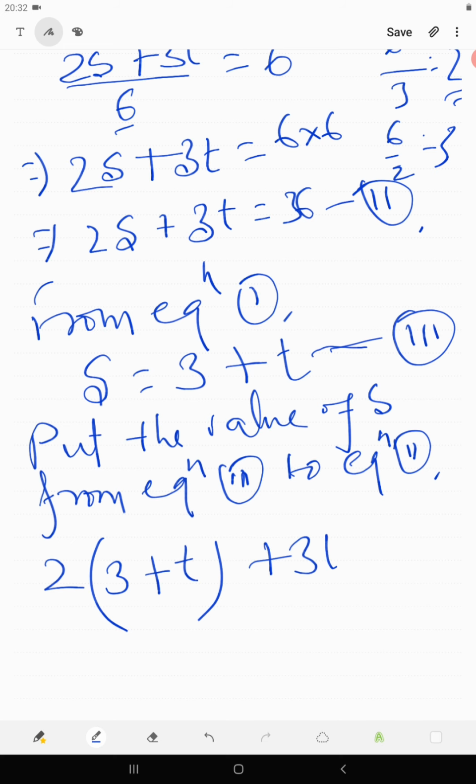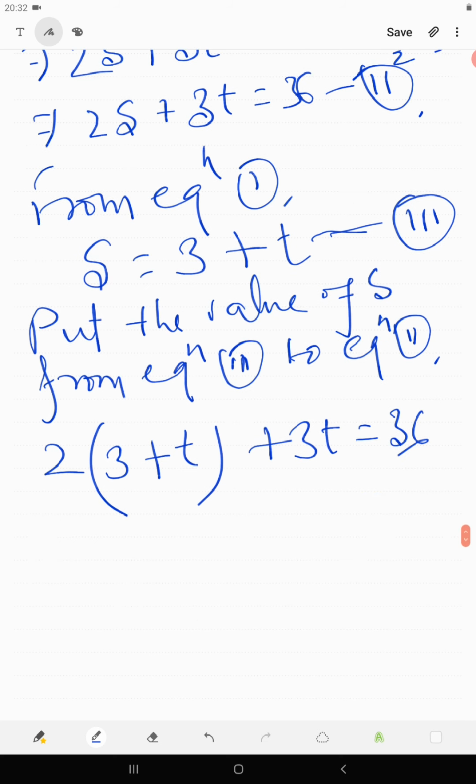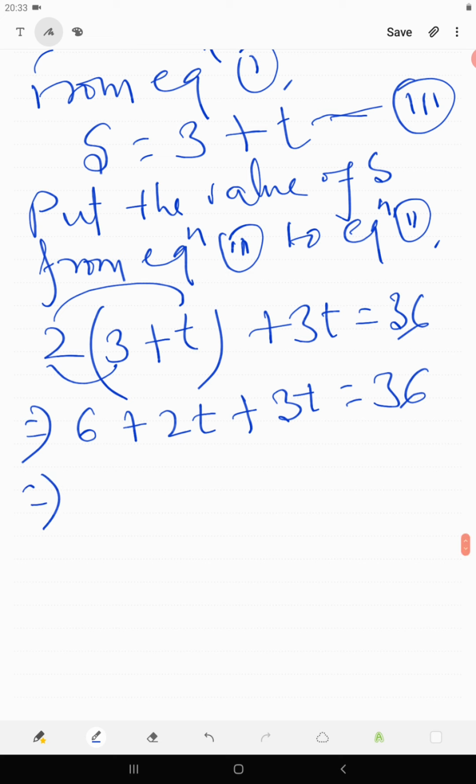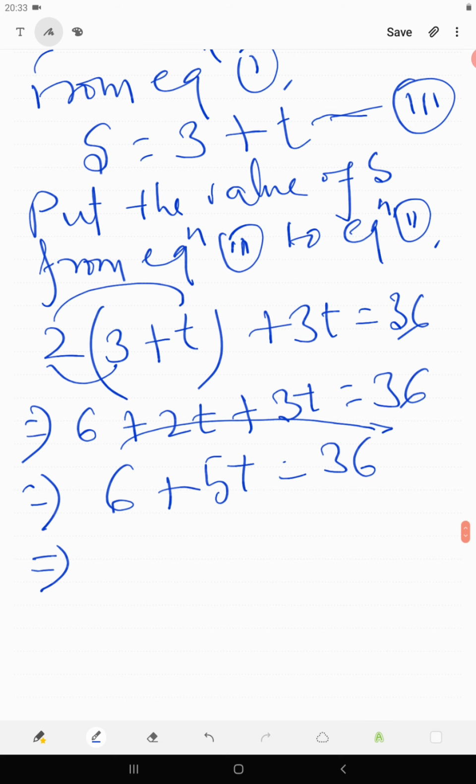Then plus 3t equals 36. Now simplify. 2 into 3 is 6. First this should be multiplied with this, then this should be multiplied with this. So 2 into 3 is 6, the plus sign stays as it is, 2 into t is 2t, and then plus 3t equals 36. Then 6 plus 5t equals 36. Now the constant, I need to take it towards the right. So 5t equals 36 minus 6. So 5t equals 30.